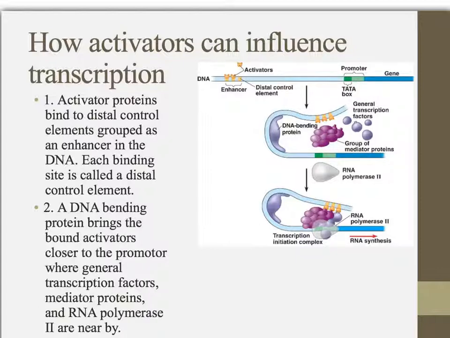So second, a DNA bending protein brings the bound activators closer to the promoter, where the general transcription factors, mediator proteins, and RNA polymerase II are nearby. So basically, it bends the DNA backwards so that the enhancer and activators are really close to the promoter. And then the third thing that happens is the activators bind to certain mediator proteins and general transcription factors, helping them form an active transcription initiation complex on the promoter, and then the promoter starts to create mRNA.